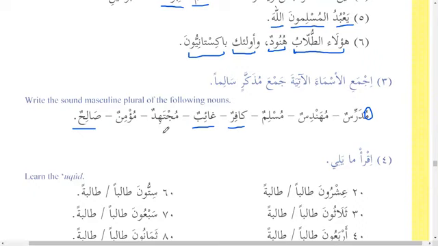All of them are doers. And why? Because they start with mu, and then the second-last letter has kasra: mudarrisun, muhandisun, muslimun, mujtahidun, and mu'minun. Amana, yu'minu, imanan is the fourth form, like aslama, yuslimu, islam, and from there we have mu'min.